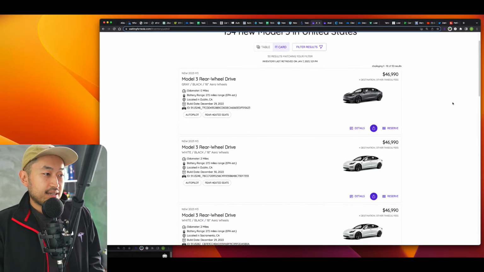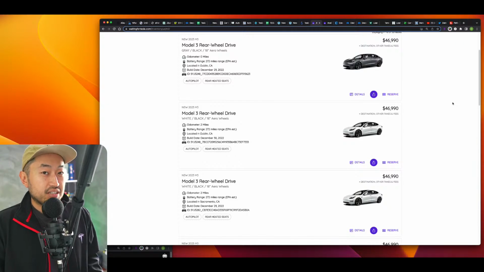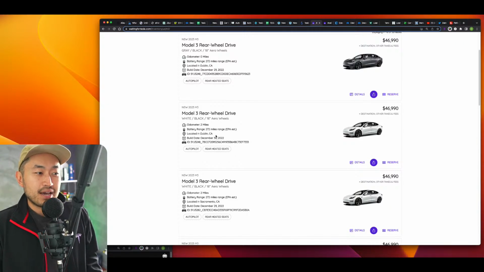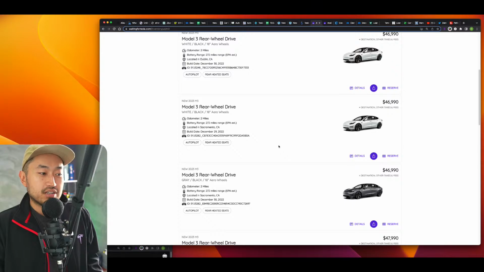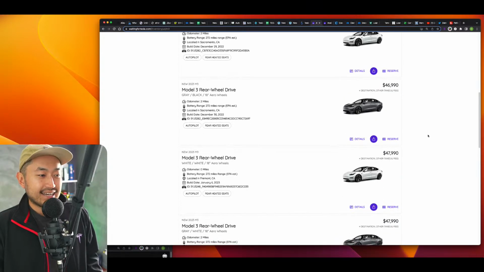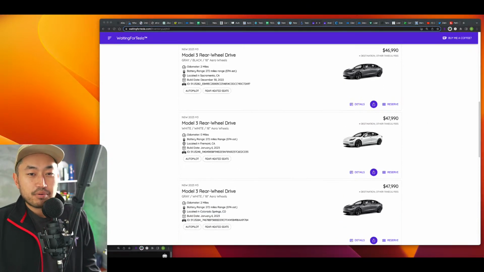But it seems like there's inventory popping up. And what's interesting is there's inventory popping up in California, which is arguably the hottest Tesla market. So definitely some pretty interesting stuff.